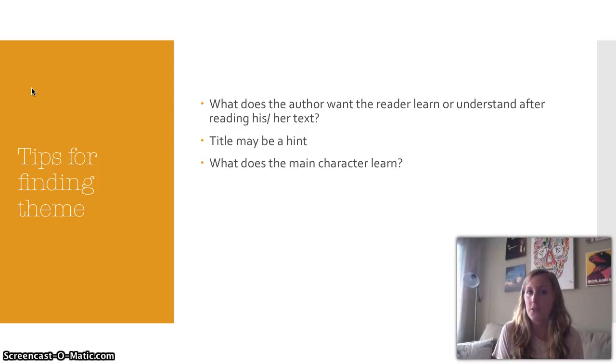You can also ask yourself, what does the main character learn? If the main character goes through a conflict and comes out a changed person, how have they changed, and how has what happened to them changed them, and what message would they take away? So if the character had to say at the end of the story, what I learned from this story is, the answer is often the theme.